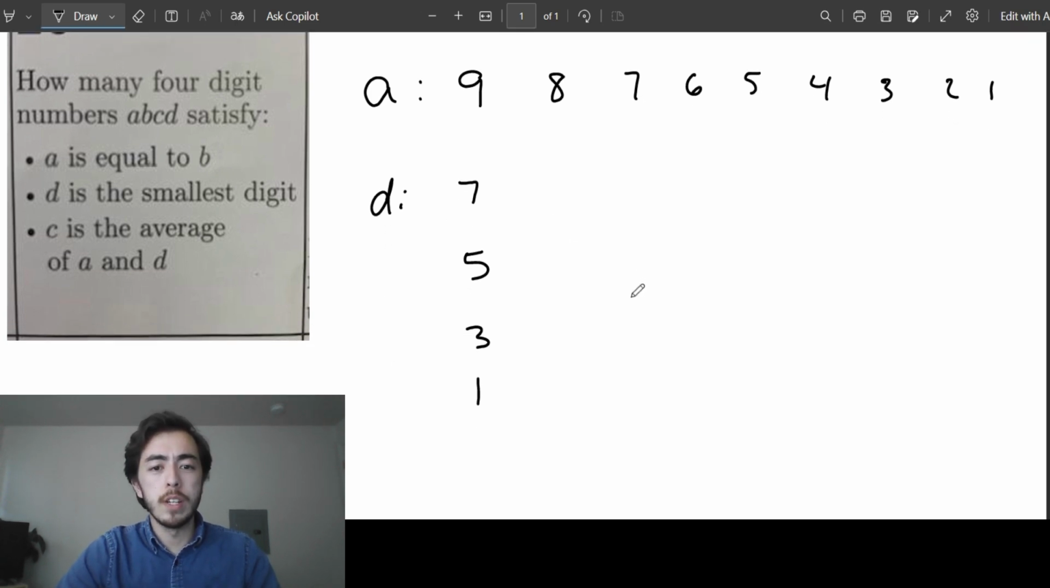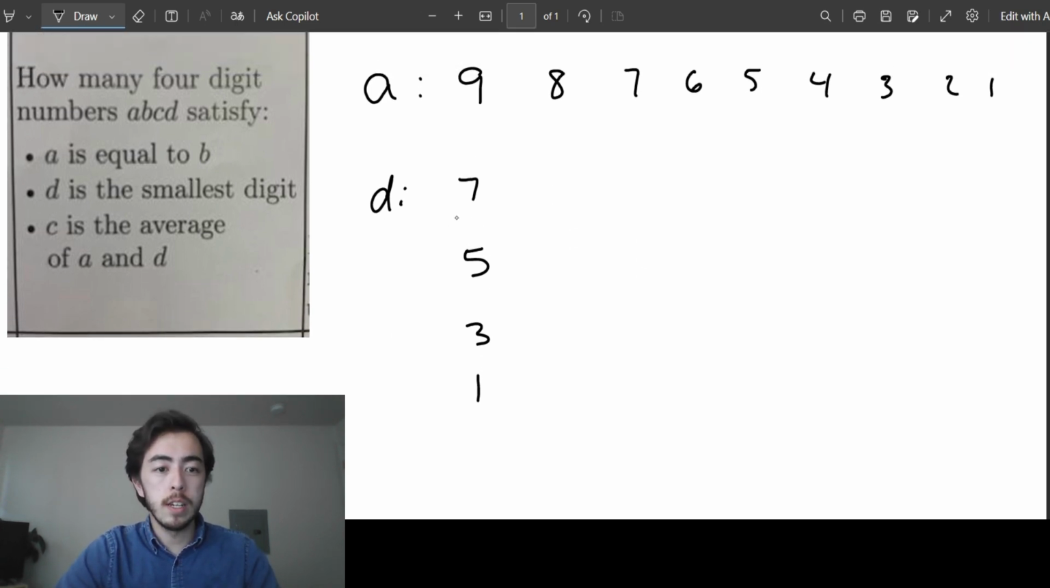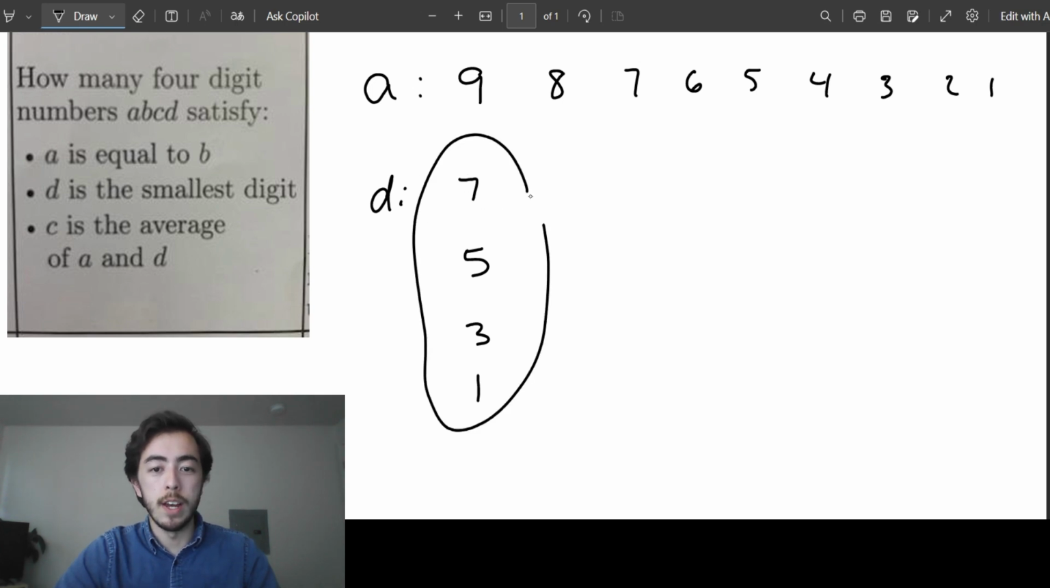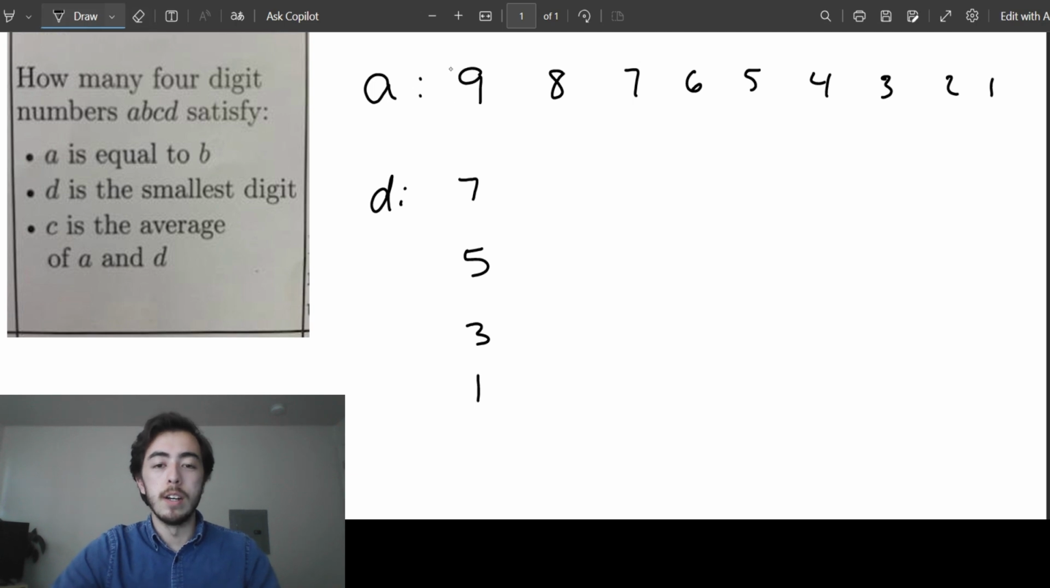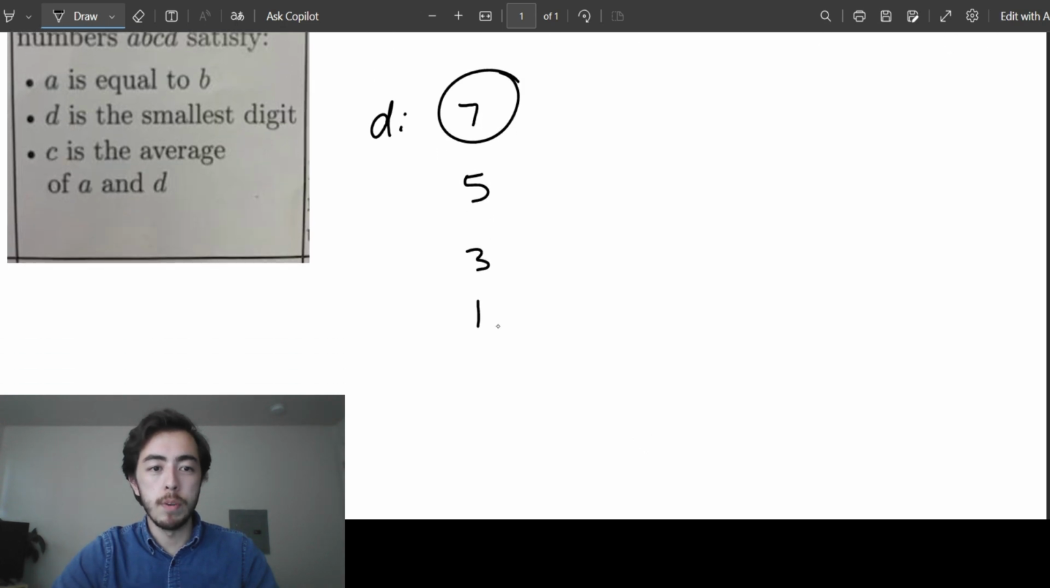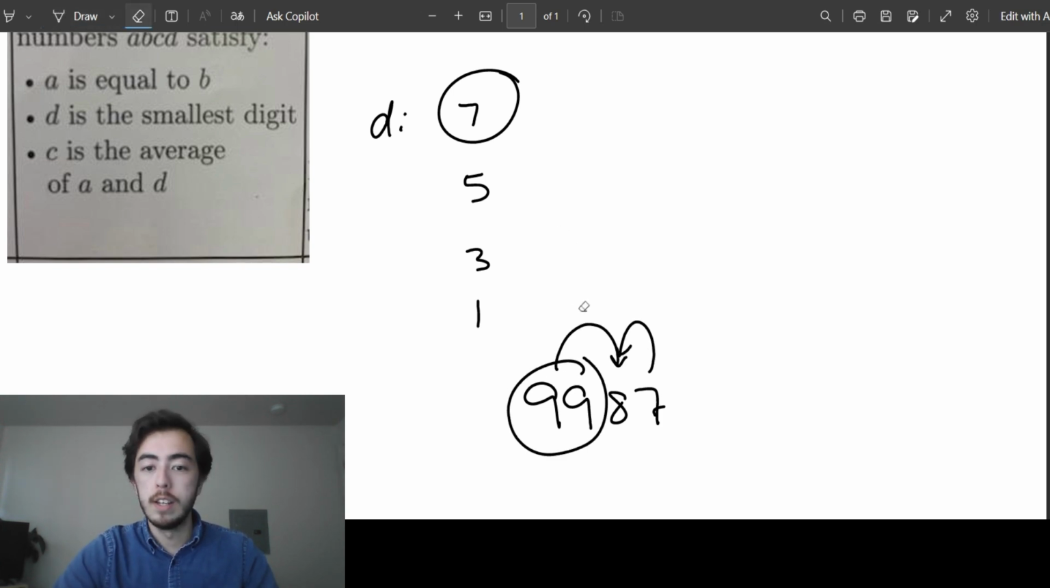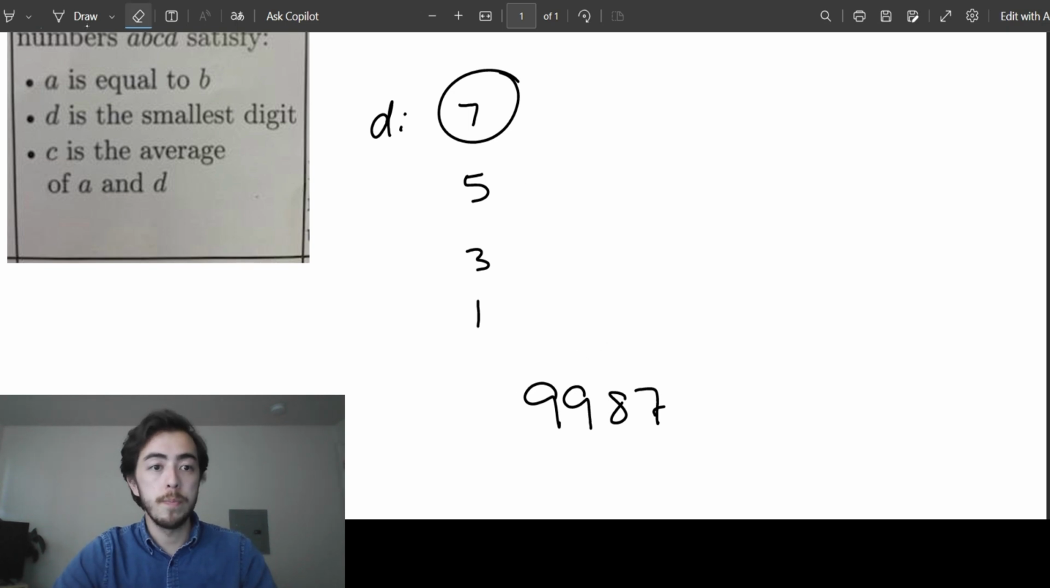So I don't think I actually really need to write that, because once I decide what A and D are, and I make sure that I have a reasonable average, then what I'm seeing here is 4 different four-digit numbers based on these conditions right here. Like for example, this first 7 kind of to me is representing the number 9987, right? Because these are copies of each other, and 9 and 7 average to 8. 7 indeed is still the lowest number.